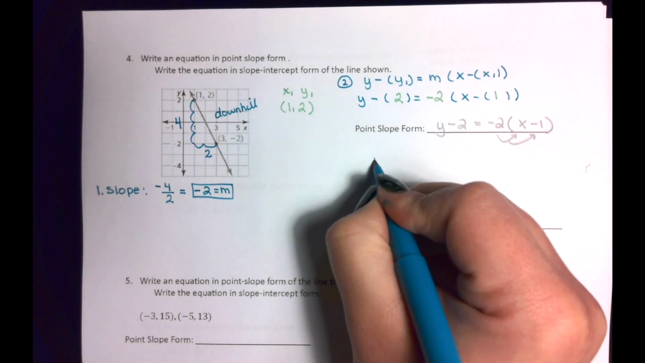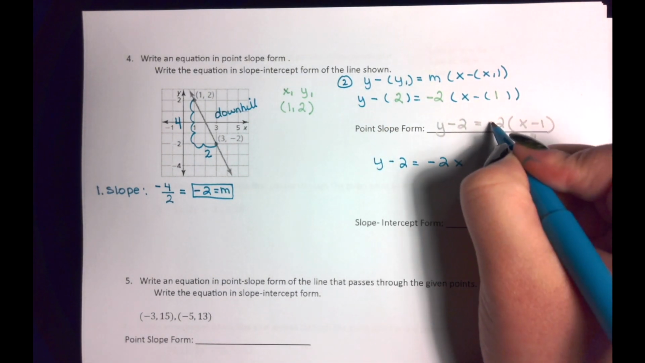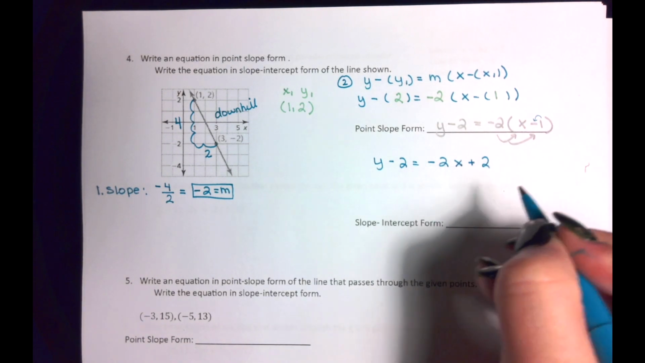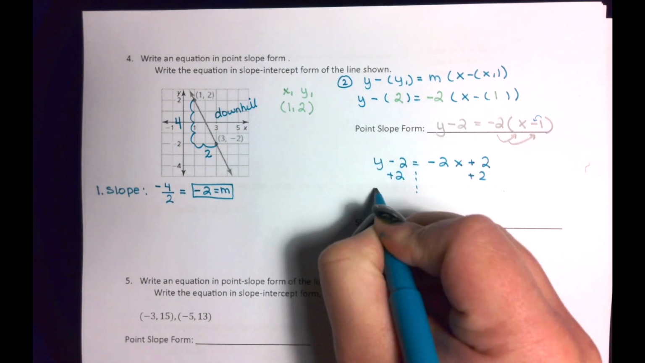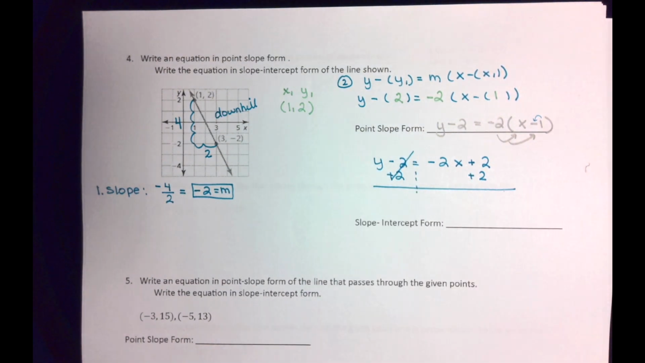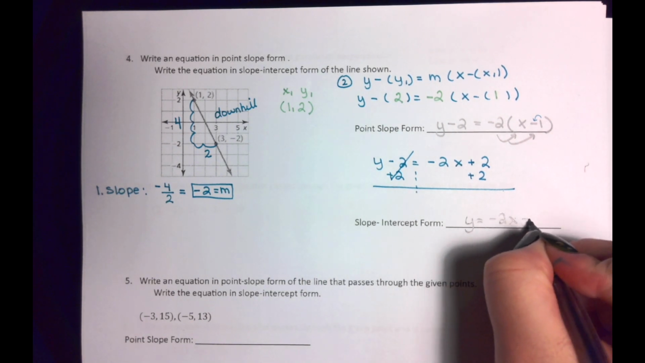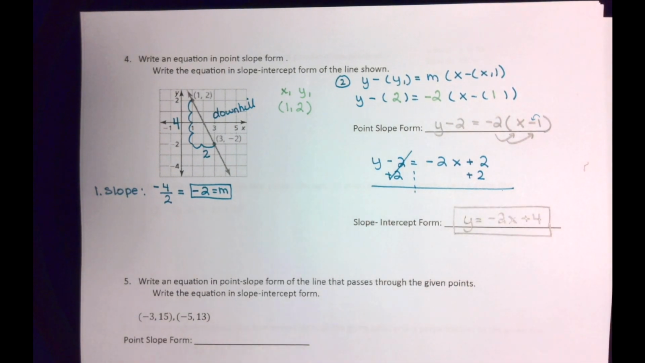So we have y minus 2 is equal to -2x. -2 times a -1 is a positive 2. We're going to add 2 to both sides, get y by itself, and we have our slope intercept form at y equals -2x plus 4. And that's going to be our answer.